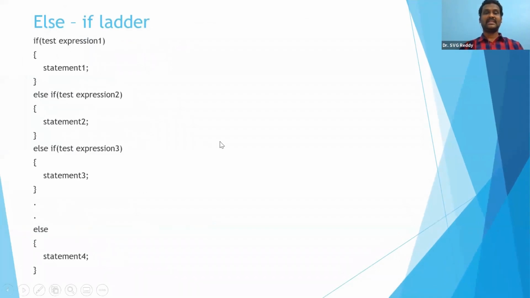Yeah, so this is the syntax of the else if ladder. Let's understand. If you see there, if the test expression, or some condition, is true, we all know it, by default it will go to statement 1. Very simple, we have been seeing it. If the condition is true, then it will go to the immediate block.